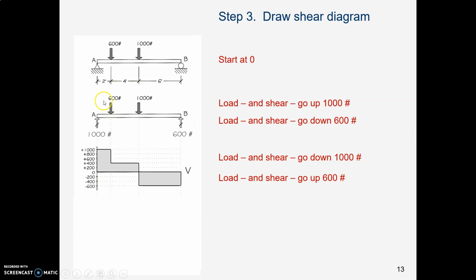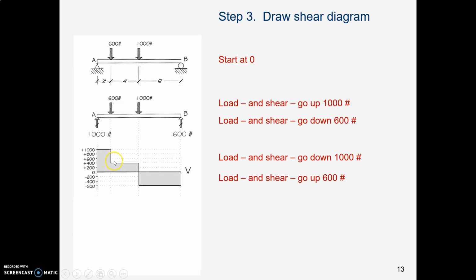Okay, now that we have all our numbers on our load diagram, we can draw our shear diagram. And here we are at the beginning. We start at 0. The load goes up 1,000, so the shear goes up 1,000. Then going along horizontally, the load goes down 600, so the shear goes down 600. It drops from 1,000 to 400. 1,000 minus 600 is 400.